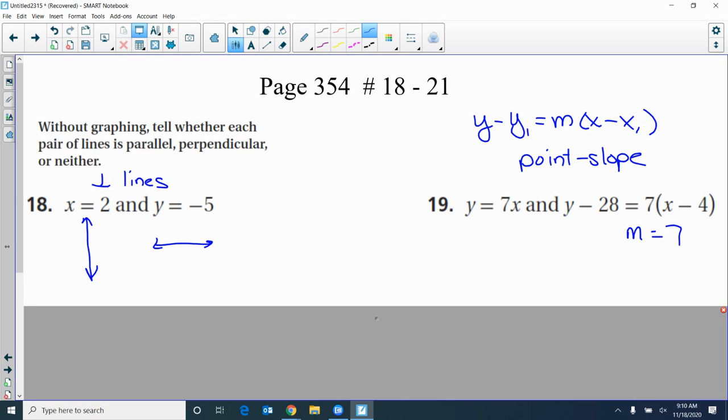What's the slope of the other one, Colin? 7. So what can you tell me about those lines? Parallel, perpendicular, or neither? Parallel. Parallel. They both have the same slope. So those are parallel. Okay.